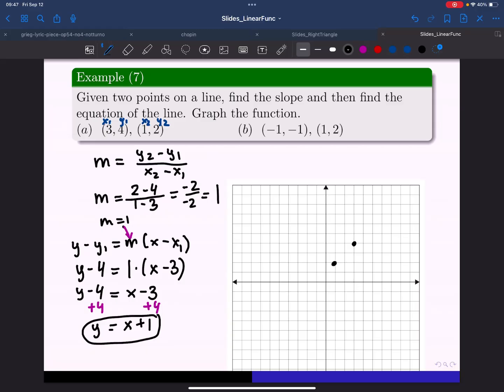And if I connect all the dots and draw the line, we can see that this line's y-intercept is 1, so right here, and the slope is 1, so we're going 1 up, 1 to the right, 1 up, 1 to the right, 1 up, 1 to the right. So our equation is correct. Y is equal to x plus 1.